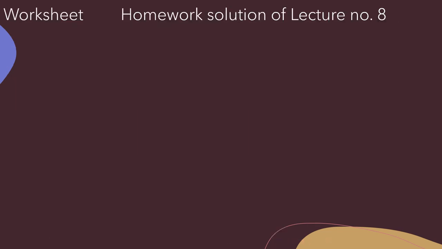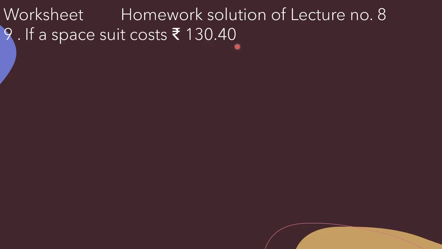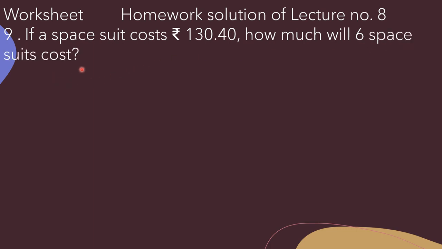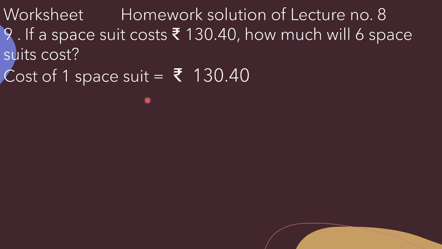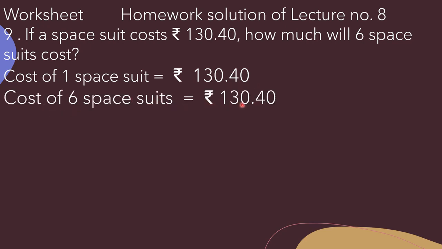Now question number 9. It is given, if a space suit costs rupees 130.40, how much will 6 space suits cost? So here beta we have given information about one and we have to find out for many. So we will multiply the given amount by 6 here. So here we will write cost of one space suit is equal to rupees 130.40 and cost of 6 space suits, that is equal to rupees 130.40 multiplied by 6.